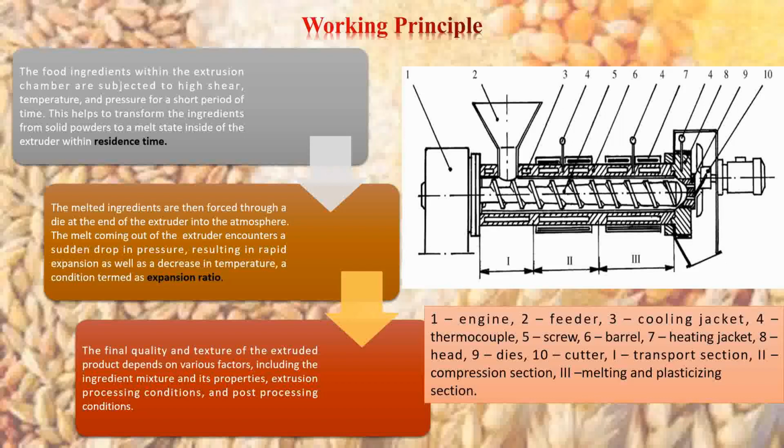Heating jacket means if less heat is developed within the extrusion chamber, then in order to apply more heat externally, to melt the food materials properly, an external heating jacket is incorporated or aided. And 8 is the head.